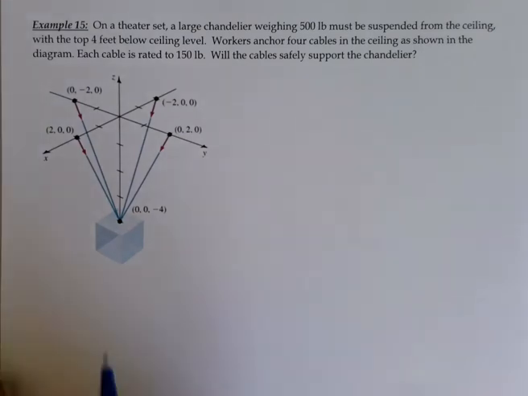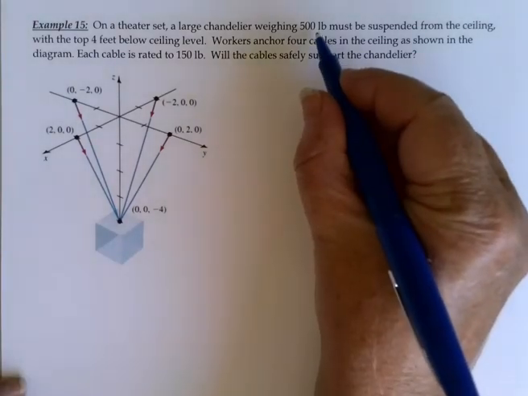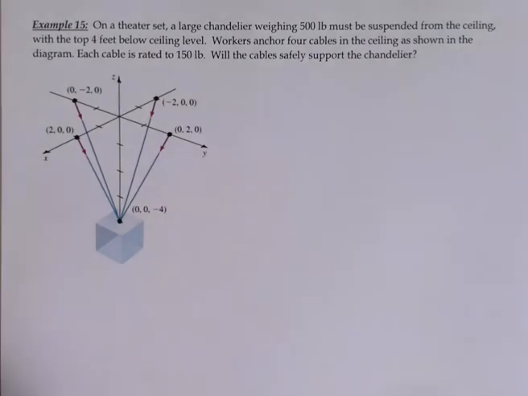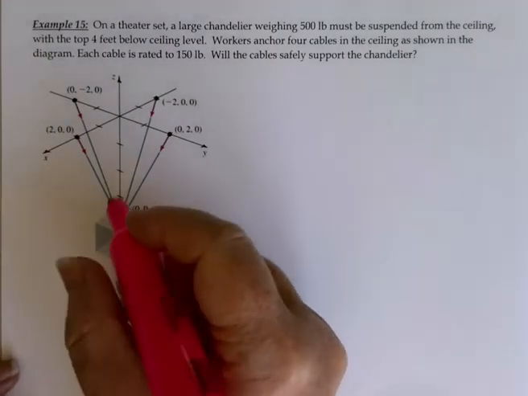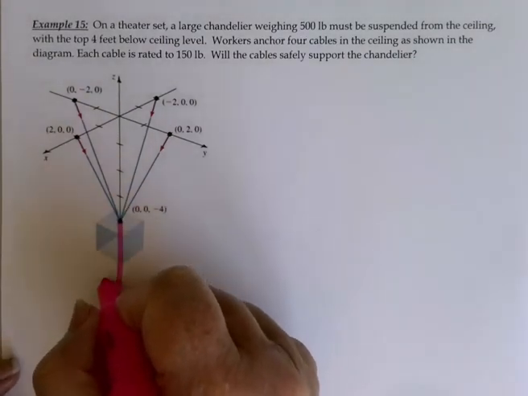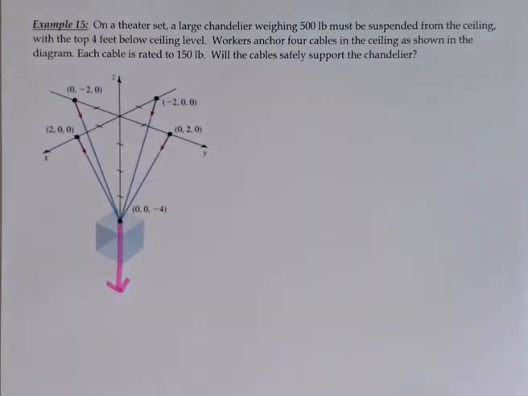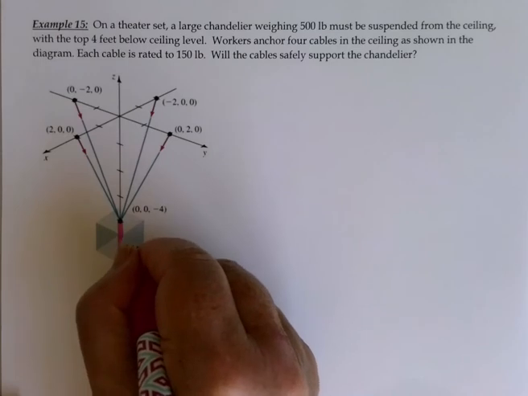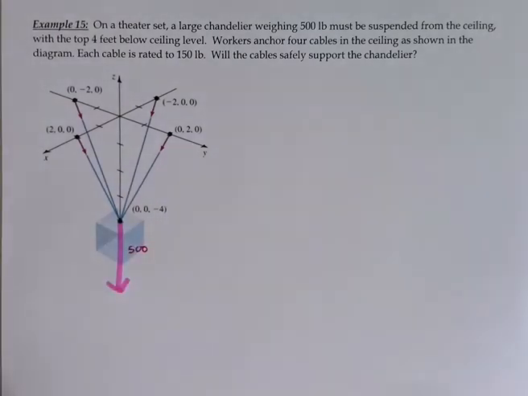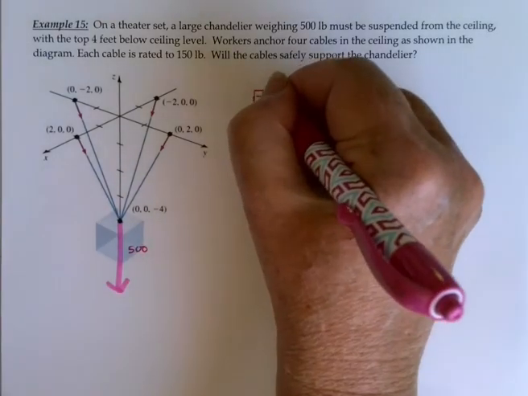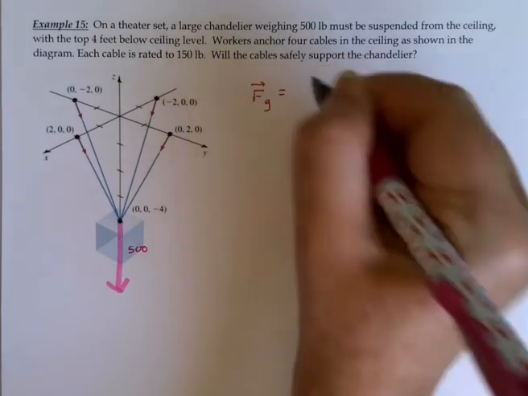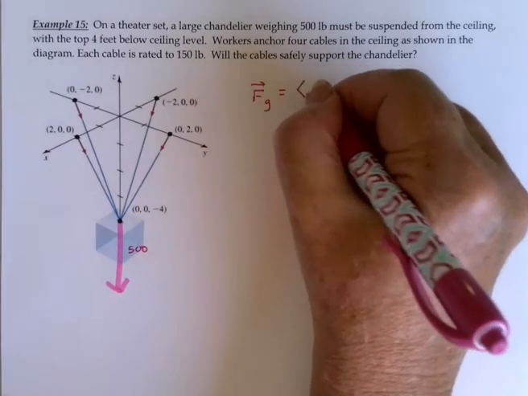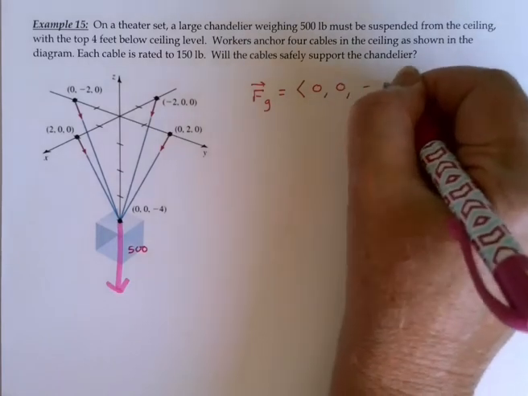All right, so we've got our picture here, and I'm going to start by saying we know that the chandelier weighs 500 pounds, so for sure the downward pull, force of gravity, has a magnitude of 500. That means that Fg can be written as 0, 0, negative 500.